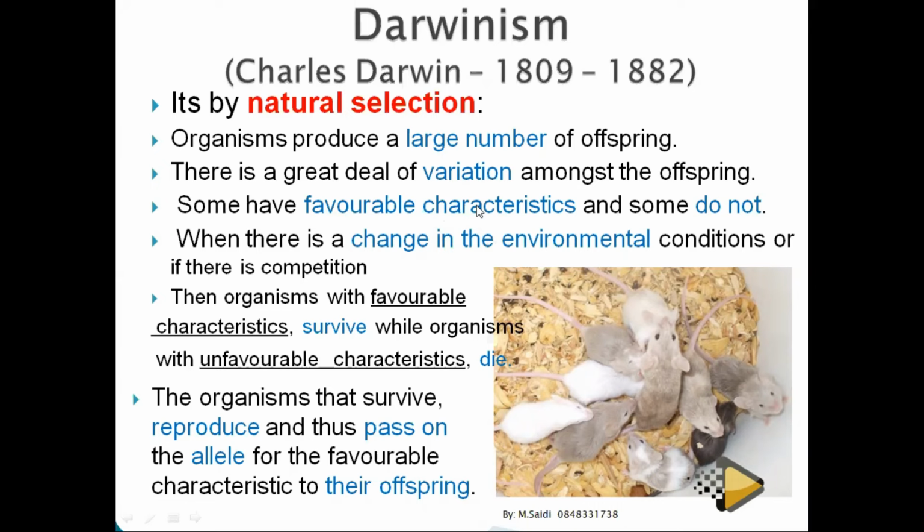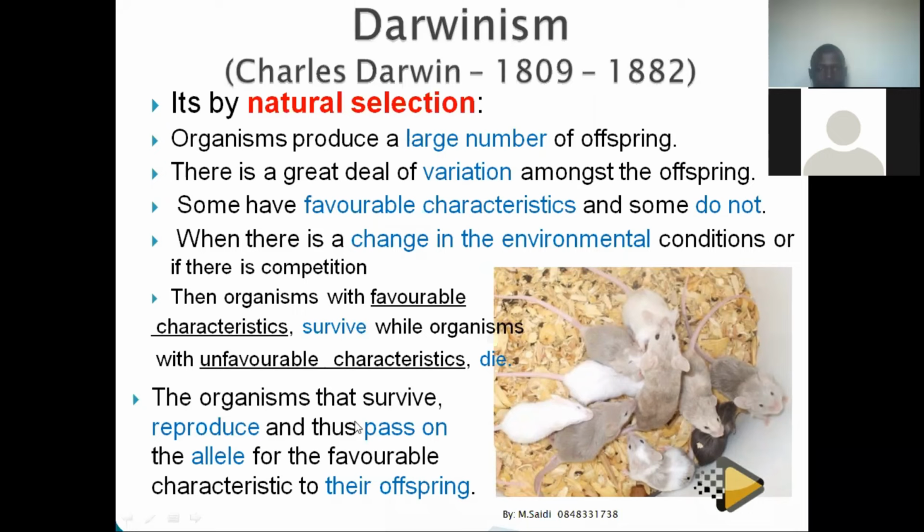So for example, if I want a giraffe with a long neck, those which have long necks will survive. They have the favorable characteristic, the characteristic that nature wants. And if there is a change in environmental conditions whereby the food is only on the top of trees, what happens? The giraffes with long necks, which have the favorable characteristics, will survive because they will eat the food from the tall trees. And those with short necks will die because they won't have anything to eat. They have unfavorable characteristics. And then giraffes that survive will reproduce in numbers. They will reproduce and pass their genes to the next generation. It means that the giraffes with long necks will pass their genes to the next generation because they have food.